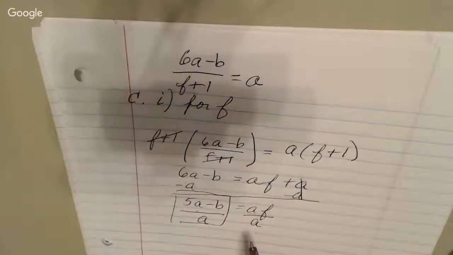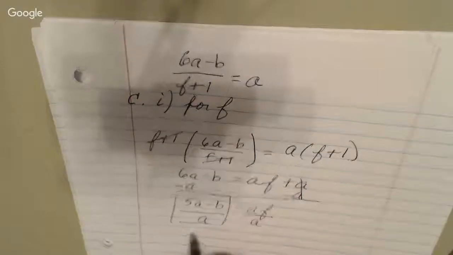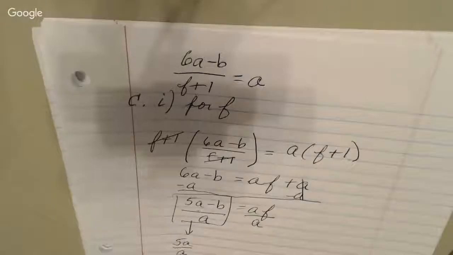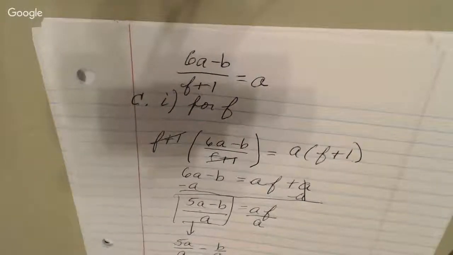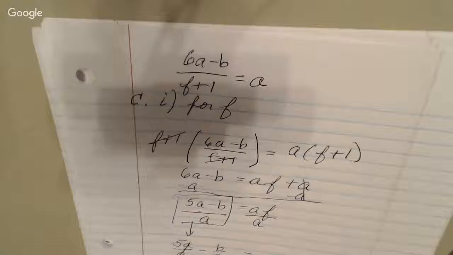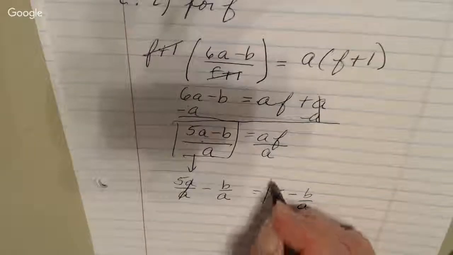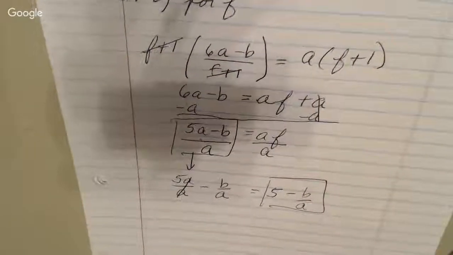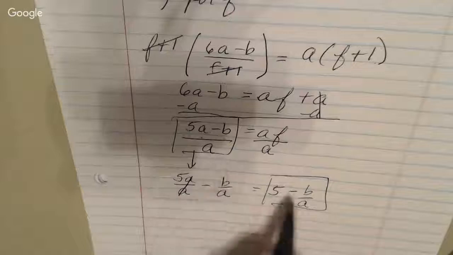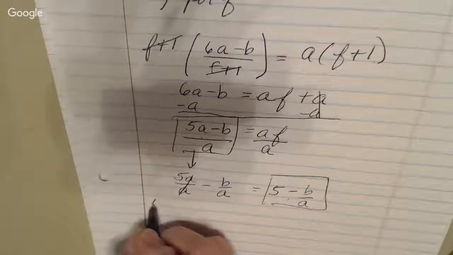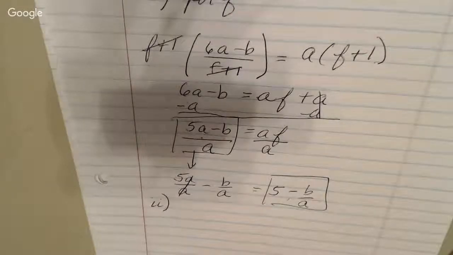But you'll notice in the key that they actually separate this. So you can go from here to here. That's 5a over a minus b over a. And here the a's cancel, so that becomes 5 minus b over a. Okay? I would accept either of those answers. All right, that's the I part, but now we got the double I part.